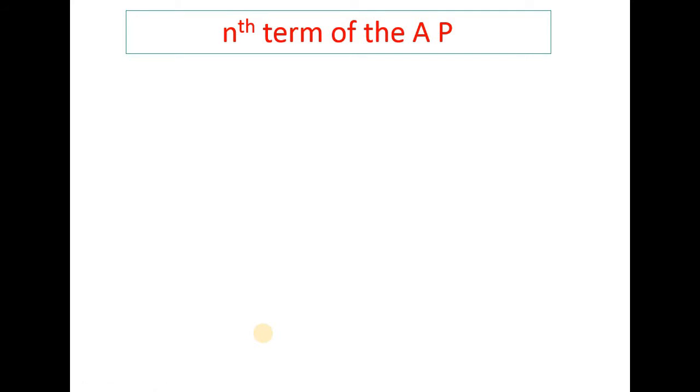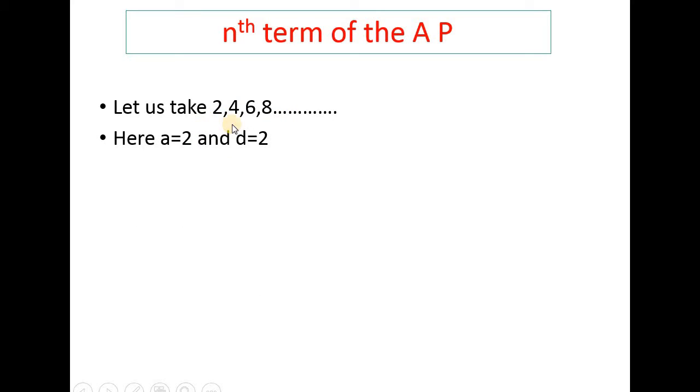nth term of an AP. So what is the nth term of an arithmetic progression? Now let us take the example 2, 4, 6, 8, etc. We have taken an arithmetic progression in this example. Here A is equal to 2 and D is equal to 2.